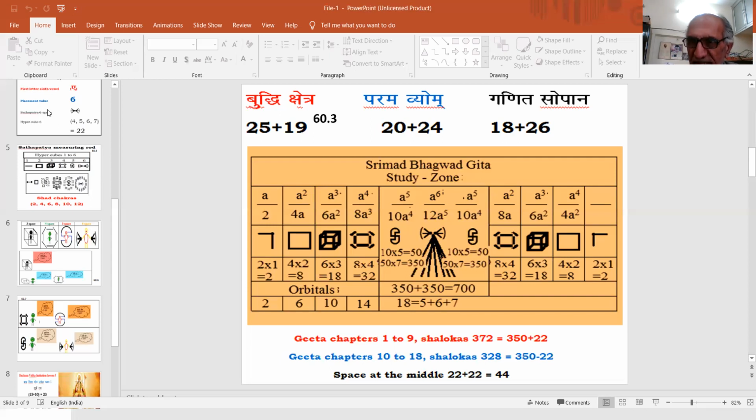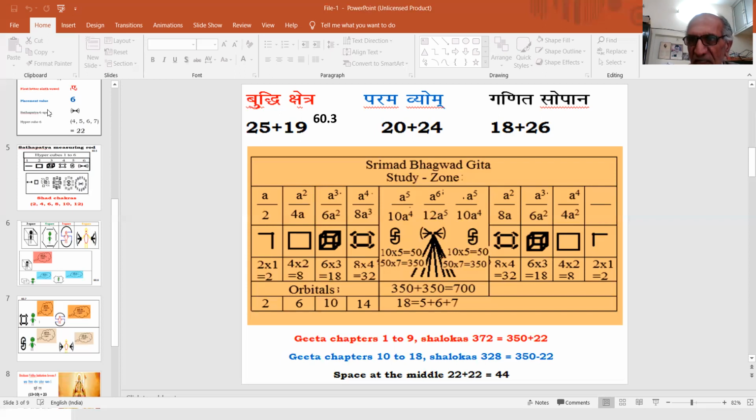The space, the gap at the middle is as such of 22 plus 22 is equal to 44. So the transcendental space is lively at the middle of the organization of the text of Srimad Bhagavad Gita. As such, we sadhakas fulfilled with the intensity of urge to flourish our intelligence field shall go to the shelter of Srimad Bhagavad Gita to glimpse and imbibe transcendental space lively at its middle.